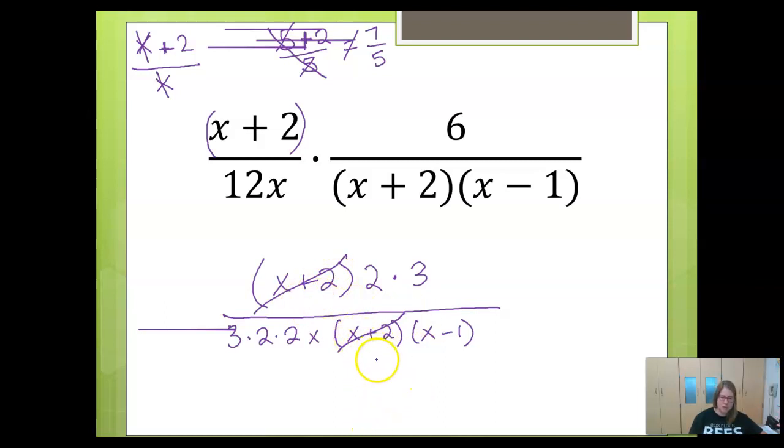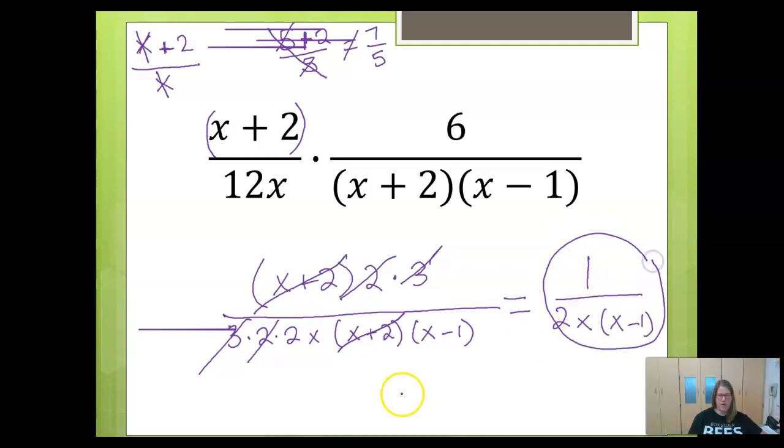So x plus 2 and x plus 2 cancel. One of these 2's will cancel with one of these, and the 3 will cancel with one of these 3's. So what do we have left on the top? Everything canceled on the top with something on the bottom, which means the only thing left up there is a 1. On the bottom, I still have 2 and x minus 1. So there's the simplified version of our expression.